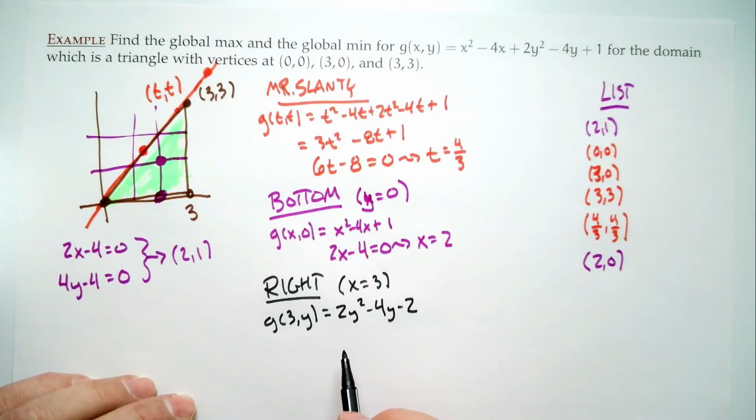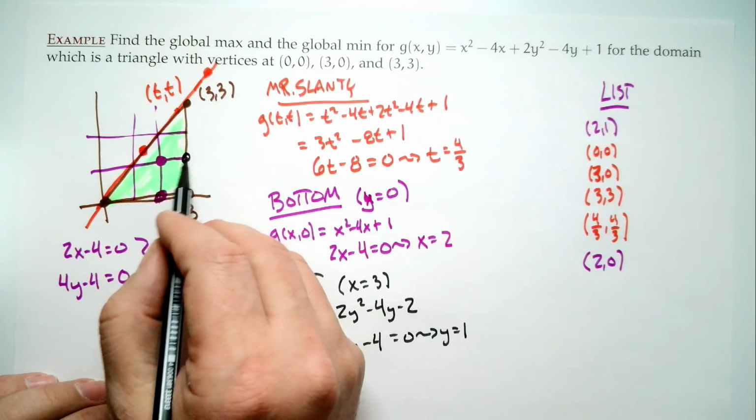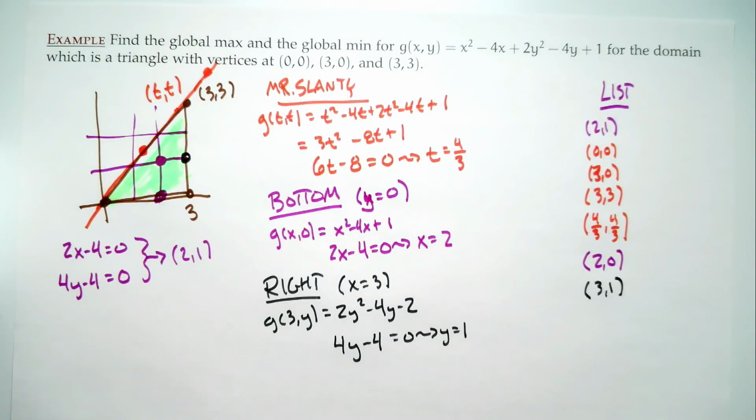Take the derivative. Get 4y minus 4. Set that derivative equal to 0. Y equals 1. Which means, what's the point? 3 comma 1. Which is here. That's in our domain. It makes the list. All right. We double check. Have we done everything we need to make our lists? Got the interior, we got the corners, we've got all the edges. Yeah, we're good to go.